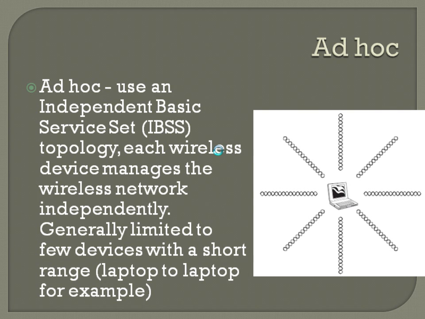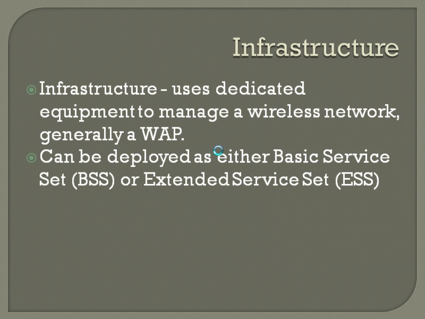Then the other option is infrastructure, which is your more common wireless network in homes and businesses today. It uses dedicated equipment to manage a wireless network, generally a wireless access point. It can be deployed as either a basic service set, a BSS, or an extended service set, an ESS, which basically means how many access points you're working with and whether you can roam between them.